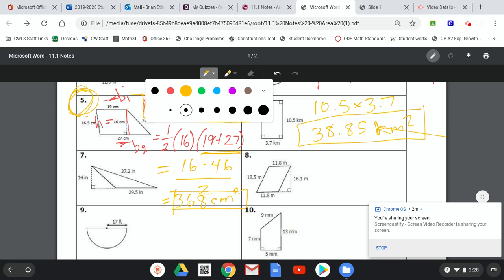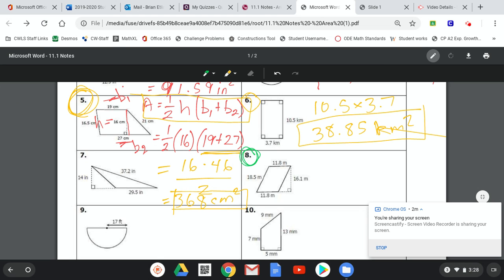All right, and let's do green. Let's do number 8 down here. Number 8. So for number 8, another parallelogram here. All they're looking for for number 8 is the base times the height. So I'll write that down again for you guys. Parallelogram, it's the same for any parallelogram, meaning rectangle like number 6 or number 8, an actual parallelogram. And all you have to do is do 11.8 times 16.1.